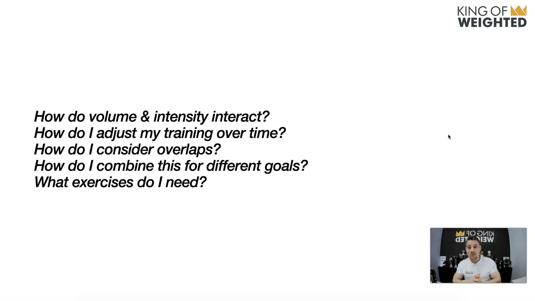How do I consider overlaps? So if I program certain exercises with a certain volume, how do I count that volume? Which exercises affect each other? Does the strength work affect the hypertrophy work, and so on? And how do I combine different goals? Maybe I want to have a super strong back squat, but I want to have a good max-rep pull-up. Like, how do I combine this? What exercises do I need in certain phases for certain goals?